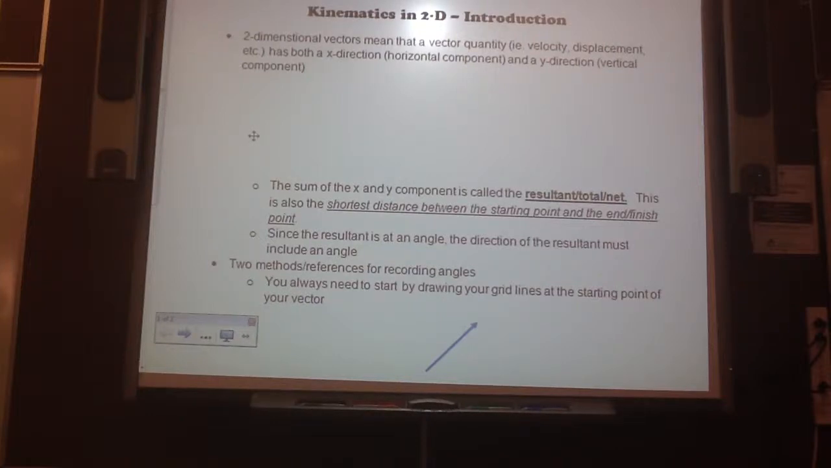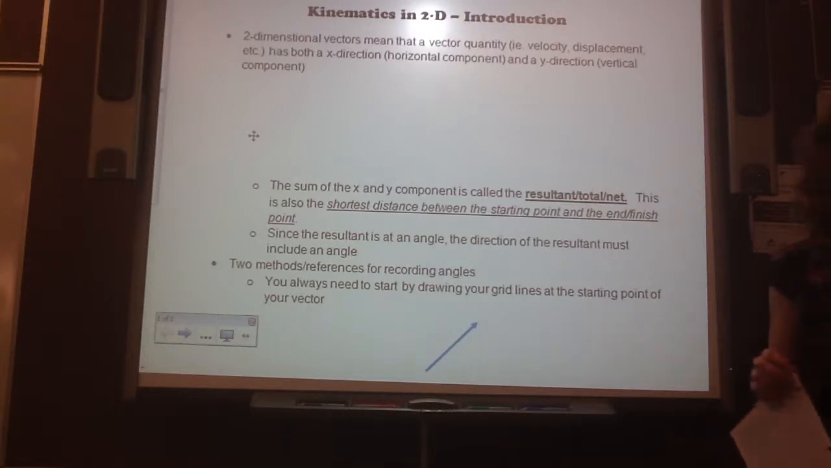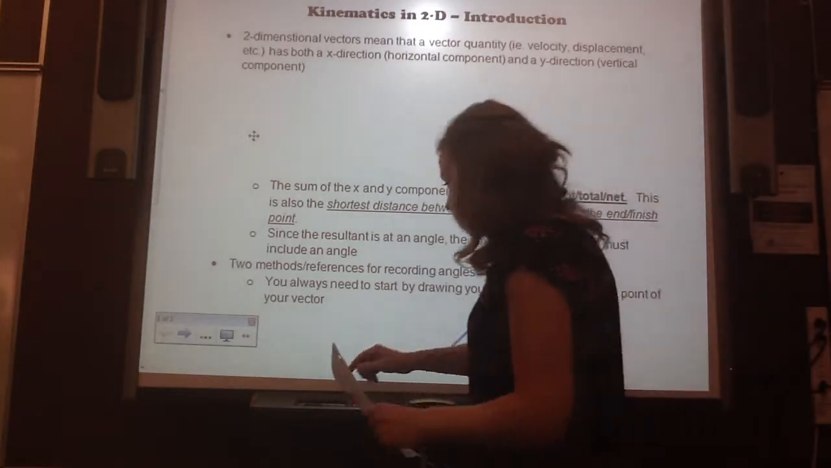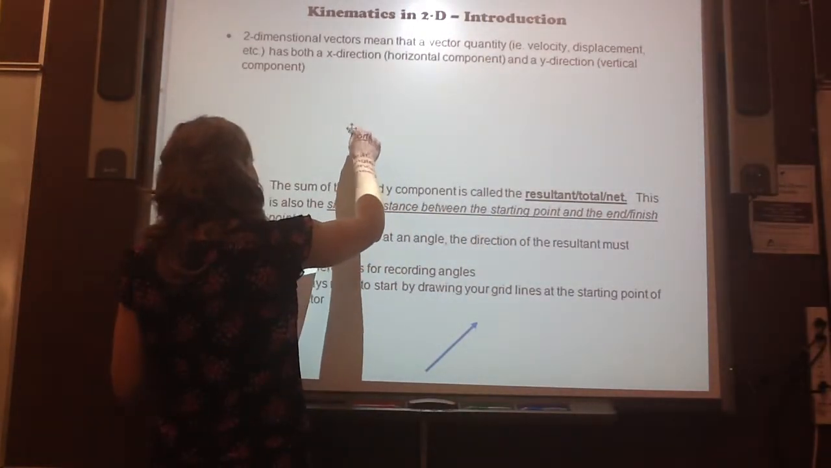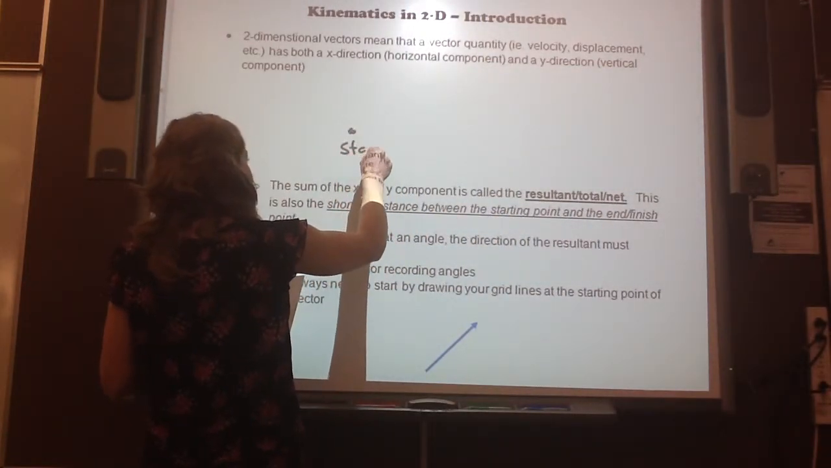Okay. So two-dimensional vectors mean that a vector quantity, like velocity or displacement, has both x and y components. So, for example, we look at just the overall net of what has happened. So, say I start here. Start.